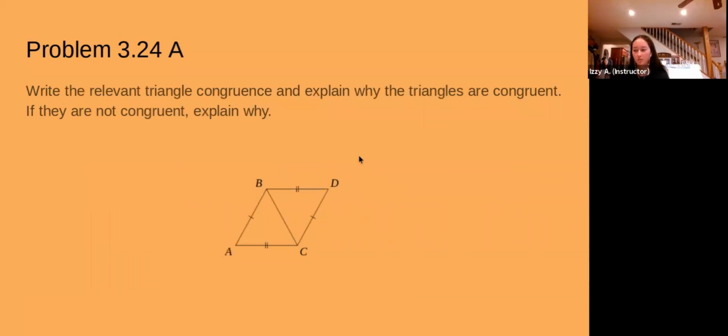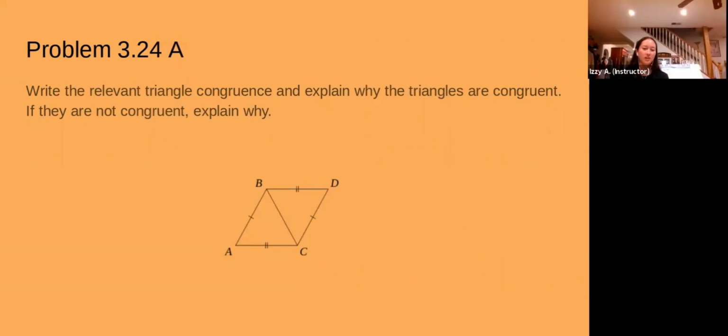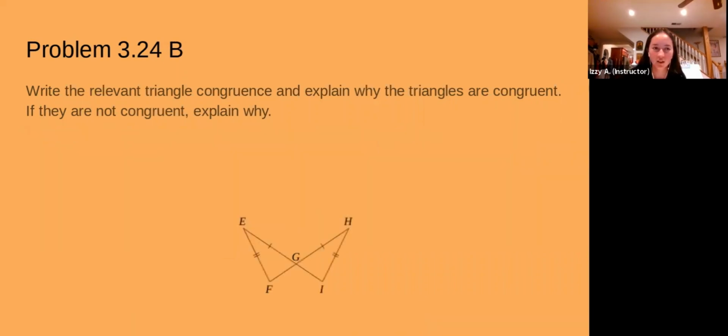Okay, so first you want to write the relevant triangle congruence and explain why the triangles are congruent. Is it SAS, AAS, or SSS, and then just explain why. SSS. Okay. Anybody else? All right, yes, Alvin is correct. Triangle ABC is congruent to triangle DCB by SSS. Okay, next.